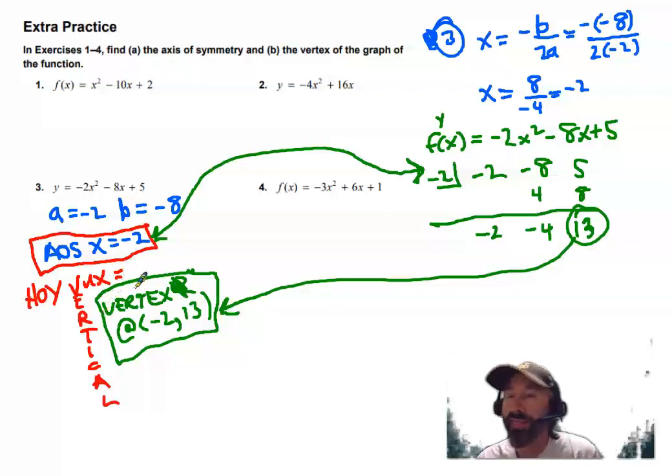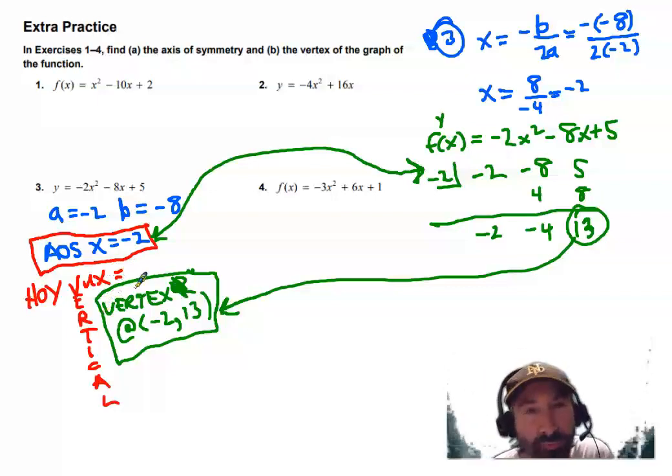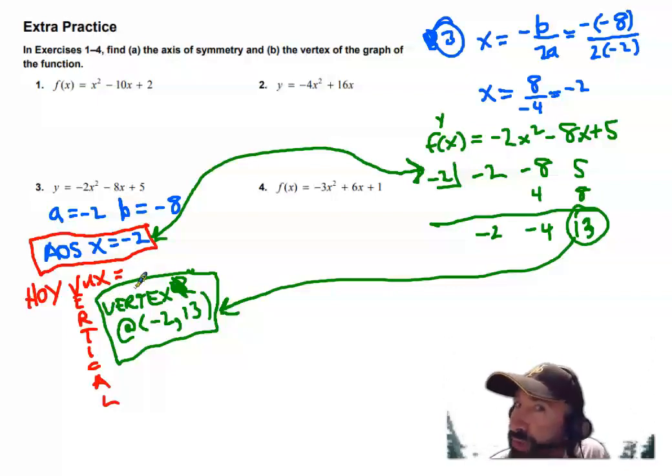Whew, man, this is some crazy stuff, but it's really good for you. This is like eating your spinach or doing push-ups, okay? This is good for your brain.